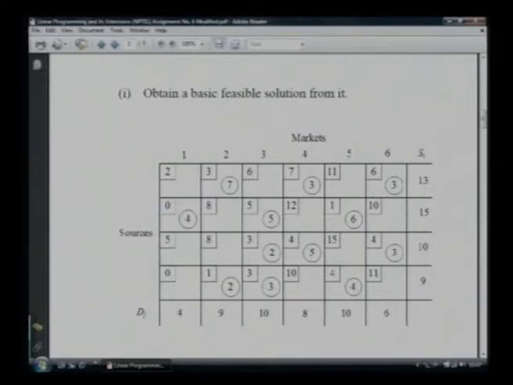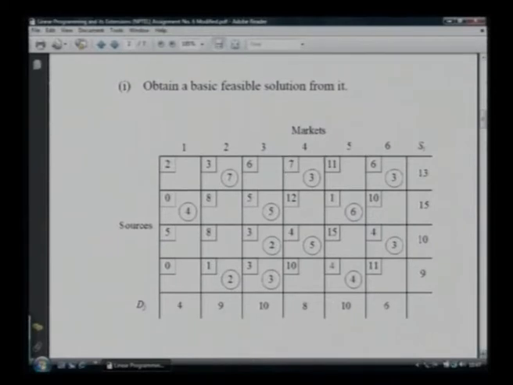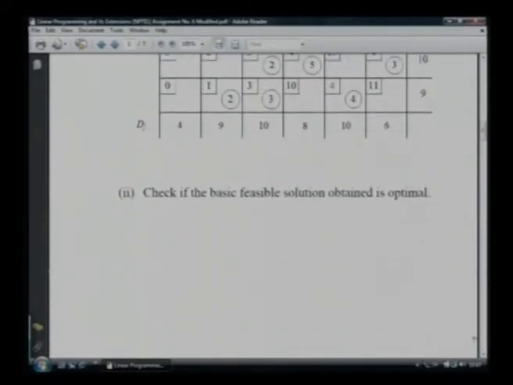I want you to first find a basic feasible solution from this given feasible solution. You know that because the number of cells is more than 9, you will have quite a few theta loops, so you have to get rid of the theta loops and then obtain a basic feasible solution. Do that, and then check if the basic feasible solution obtained is optimal.